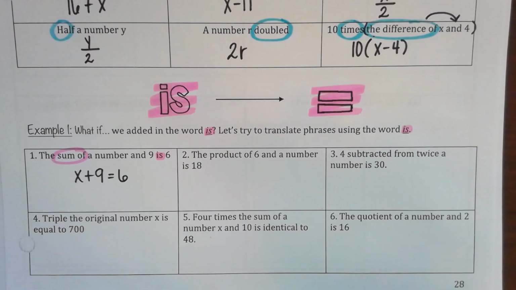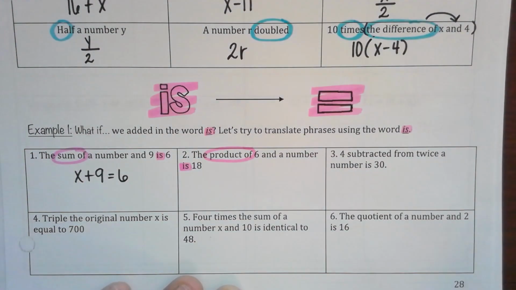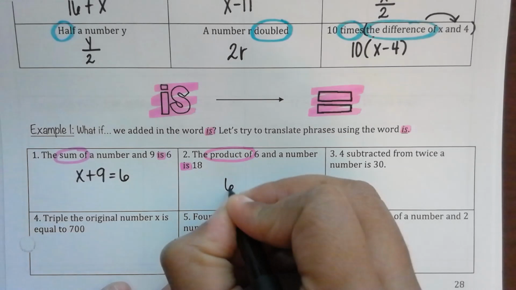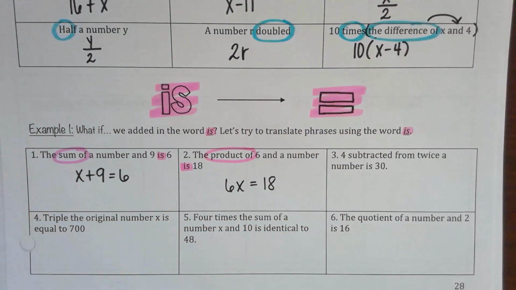The product of 6 and a number is 18. What are the operational phrases here? So how would I write that? Everybody still with me?